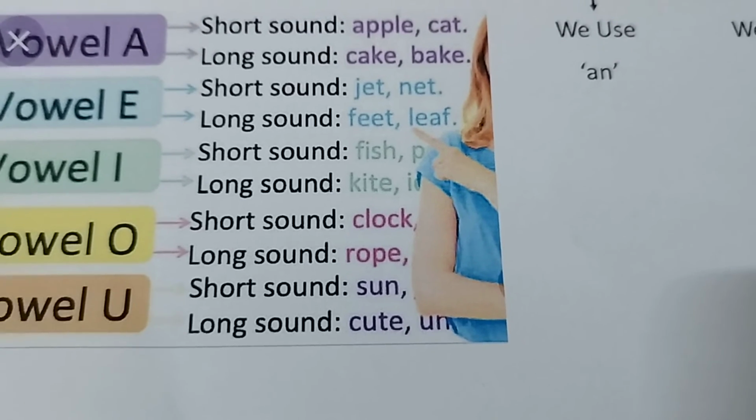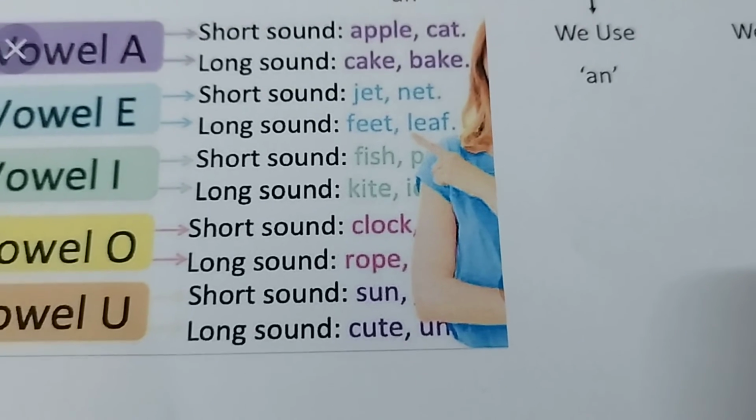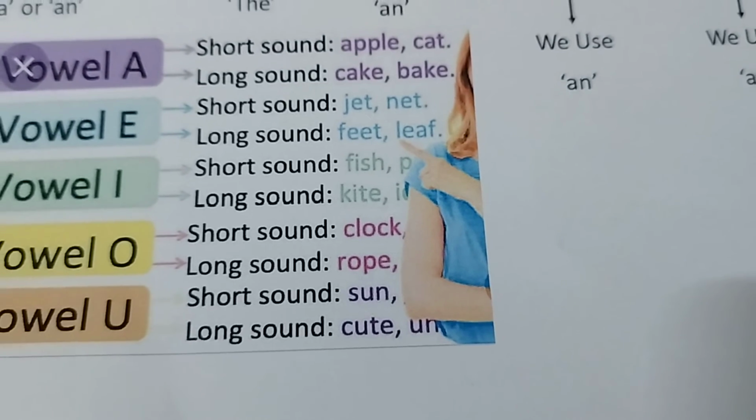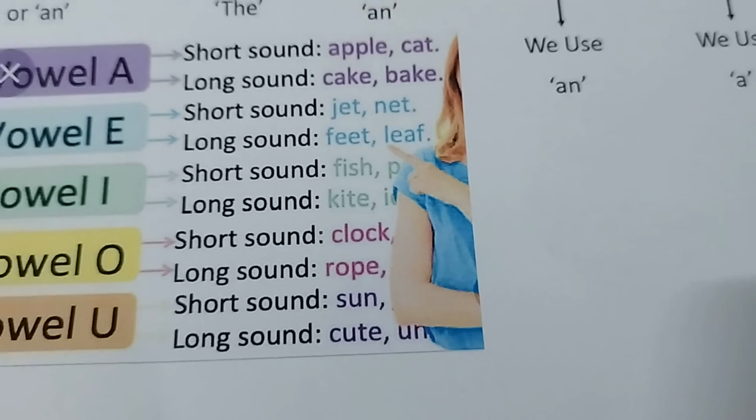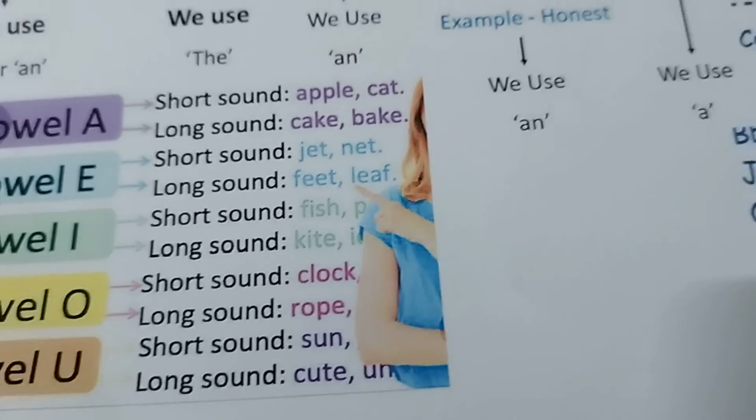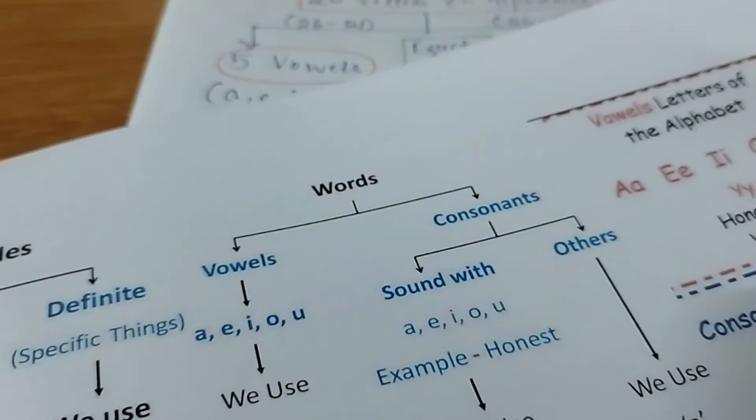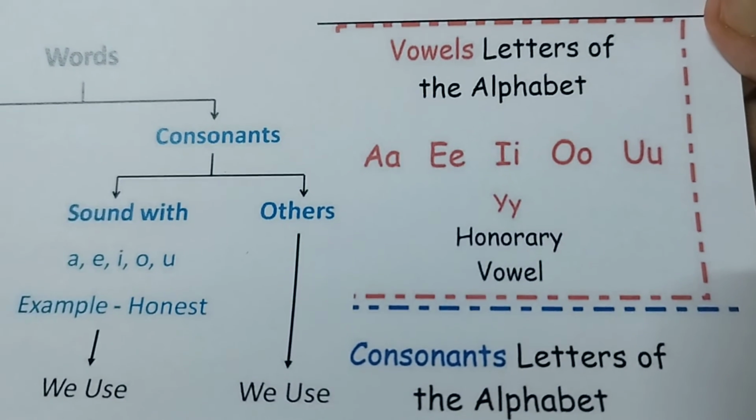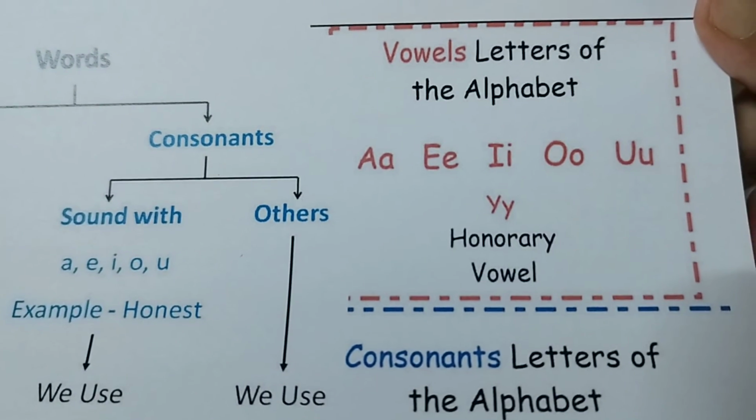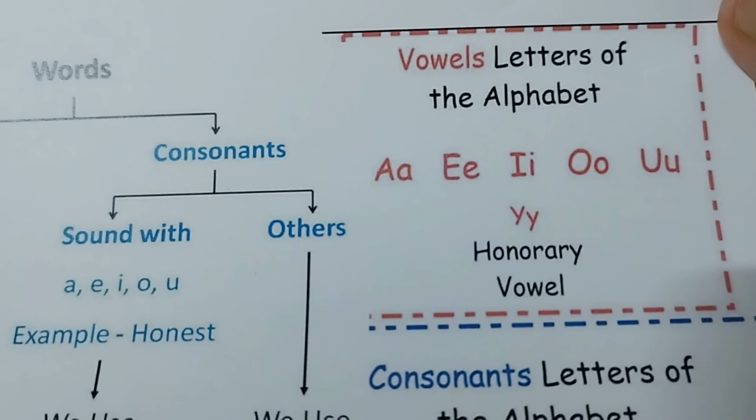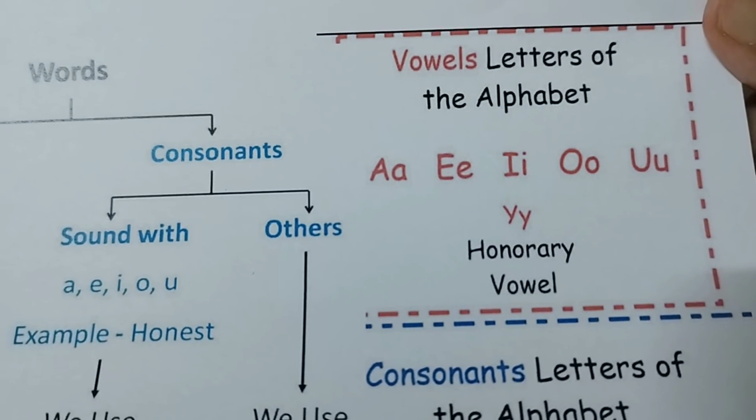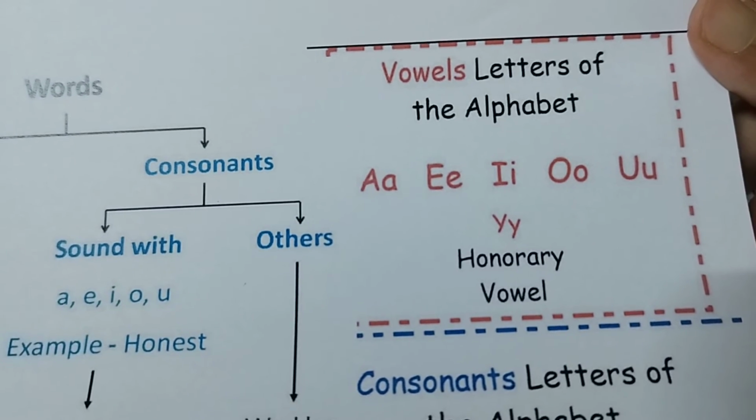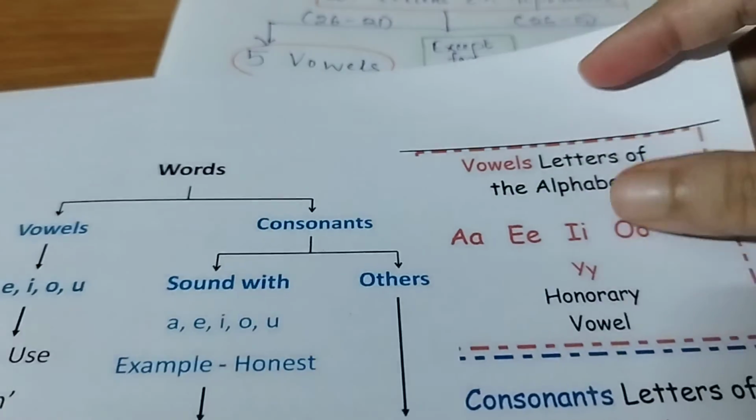For clock, it is the short o. But for rope, it is the long sound of o. Then sun is short u, cute is long. This is the way we figure out long and short sounds, especially in the alphabet. So here we go, the short and long sounds and some honorary vowels, like a, e, o, ye. Here it's mentioned.